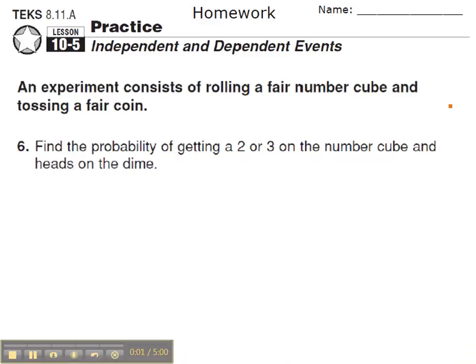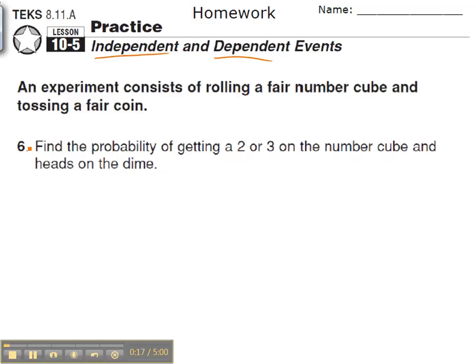This is the homework help video from Monday, May 7th for all classes, 10-5 practice. We're stepping this up to 8th grade level by working on probability of dependent events as well as independent events.